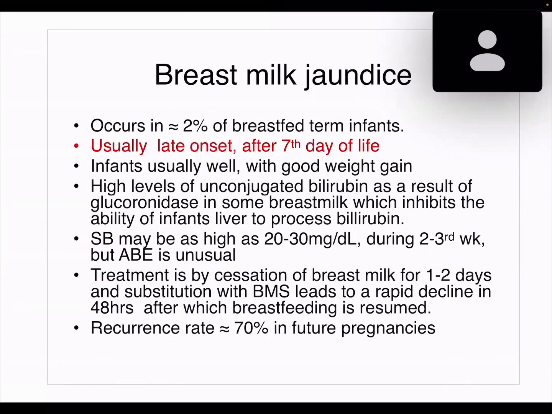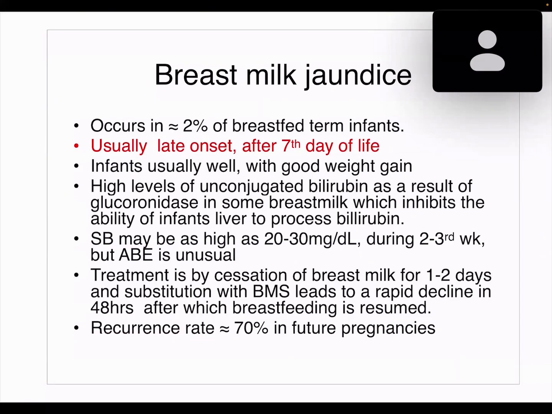Breast milk jaundice usually occurs in about 2% of breastfed infants, and it is usually of late onset. When I say late onset, it is usually after the 7th day of life, after the first week of life, and the infants are usually well fed. The weight gain is fine, and there's really nothing significant that you notice. It's just that they're having jaundice.